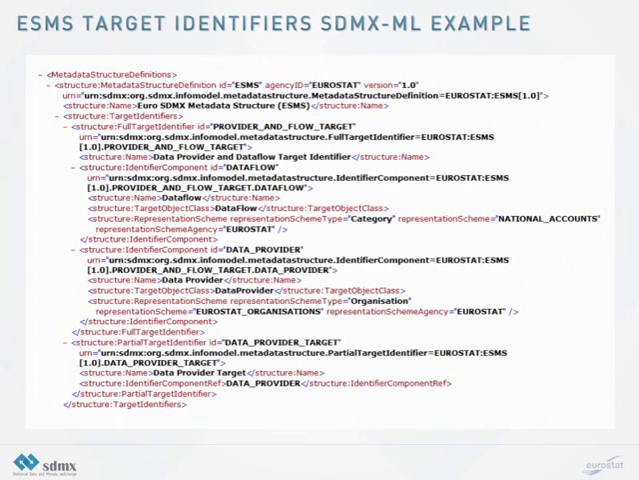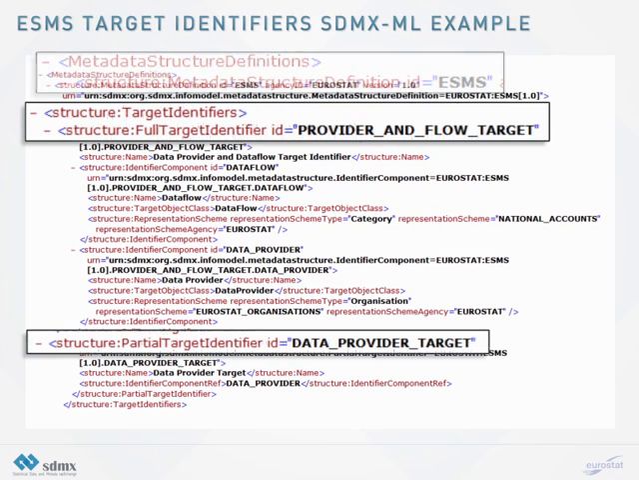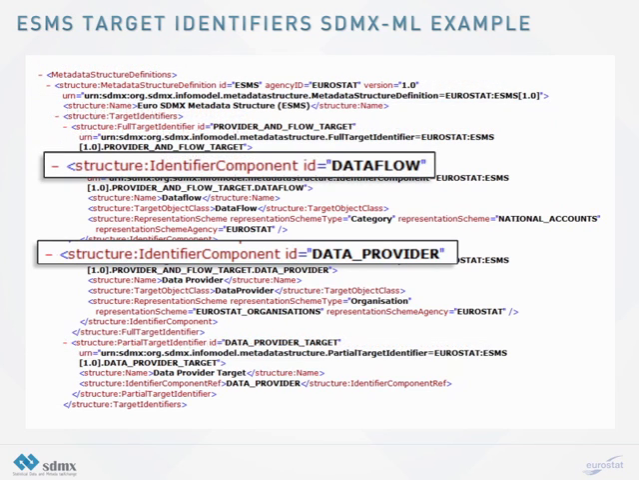This file shows an example of the SDMX ML target identifiers that have been described previously. The metadata structure definition is declared with an ID here, ESMS. Then both the target identifiers are defined and the identifier components with their linked representations.